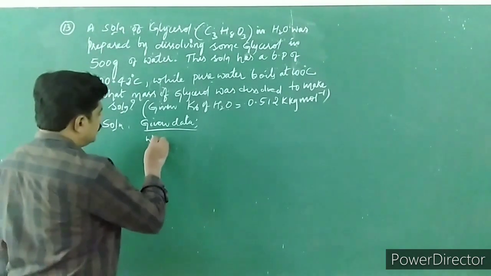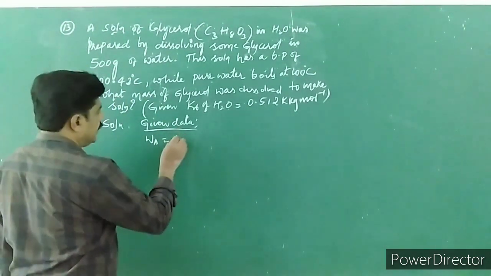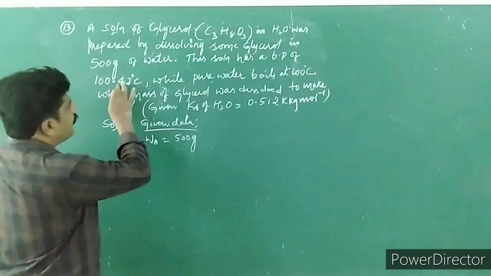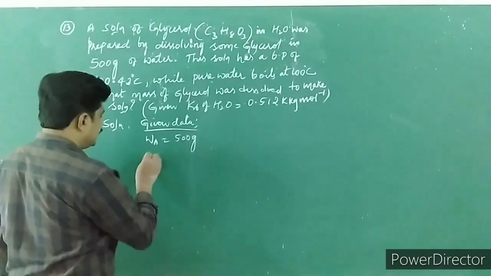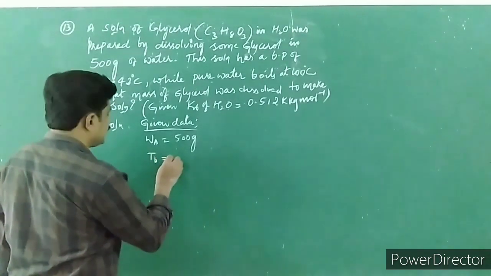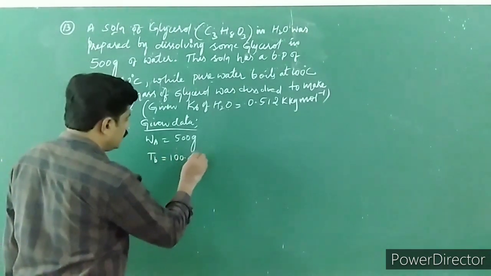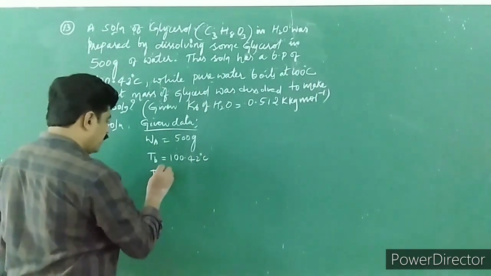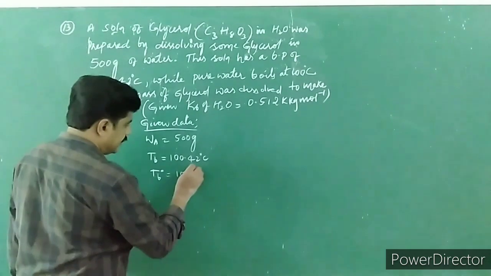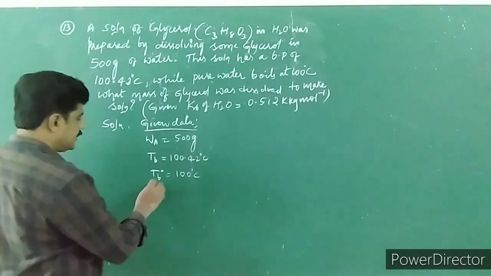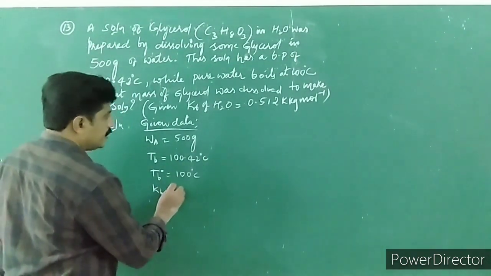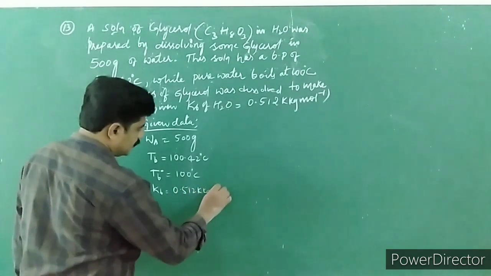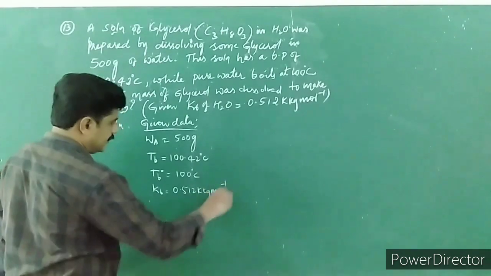Wa is given how much? 500 gram, is it not? And the boiling point of solution is given, that means Tb is given, that is 100.42 degrees Celsius, and Tb naught of water, that is 100 degrees Celsius, is given. What is Kb given? 0.512 Kelvin kg per mole, is it not?